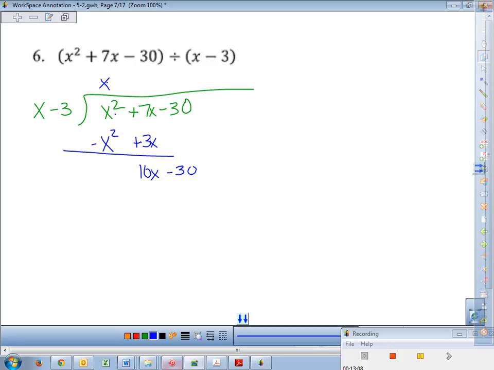Nice? Next, try it. See what you get. Work with a partner. Take 10x divided by x. Put it right here.